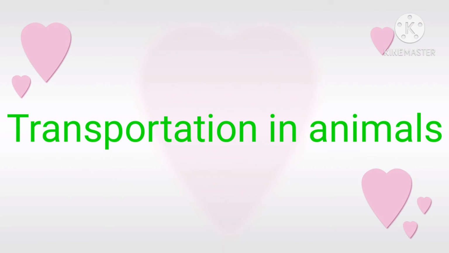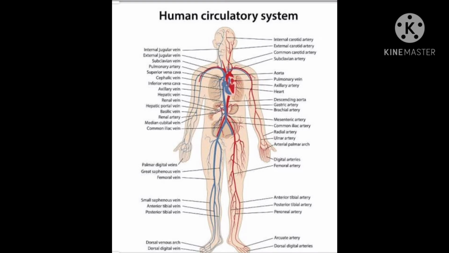Transportation in animals. First heading, circulatory system. Circulatory system is the transport system moving substances throughout our body with the help of blood. In an adult human, about 5.5 liters of blood is there.